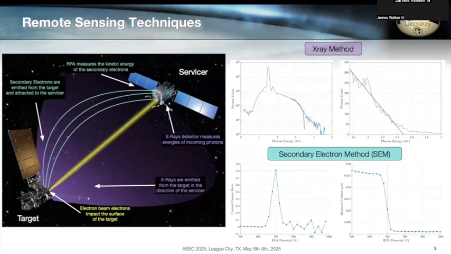For these experiments, we are incorporating remote sensing techniques into our active charge control. In previous work, we found that the secondary electron method would be the better method to incorporate into active charge control, because while it is slower than the X-ray method, it has a 10-volt accuracy, while the X-ray method has a much lower accuracy. So we incorporate the secondary electron method into our active charge control techniques.